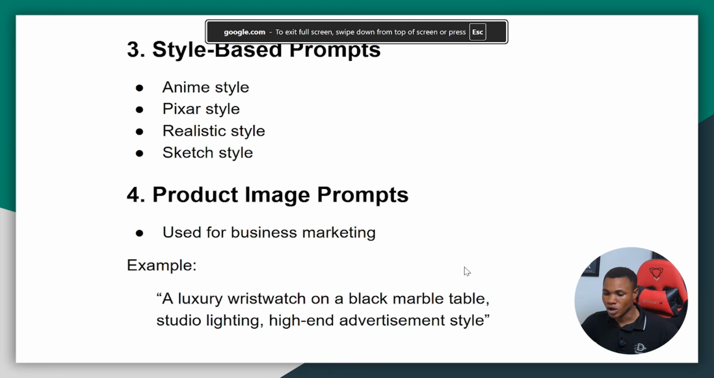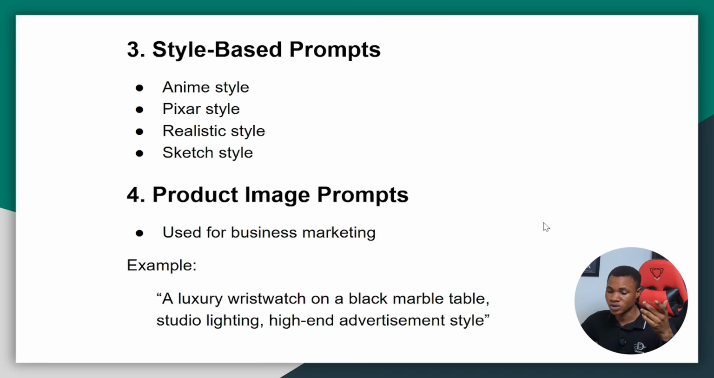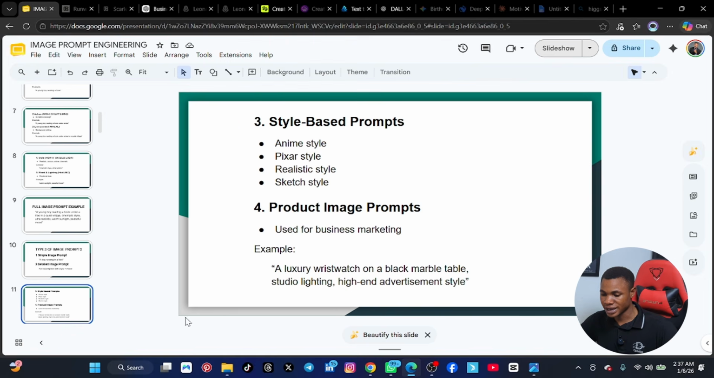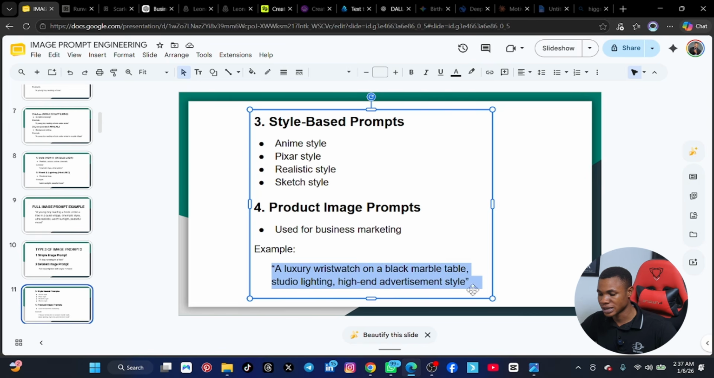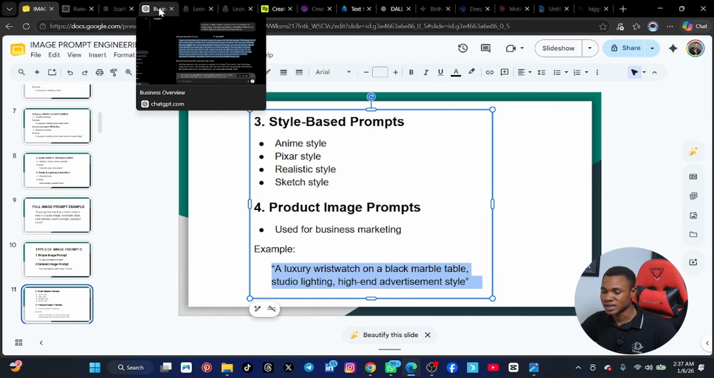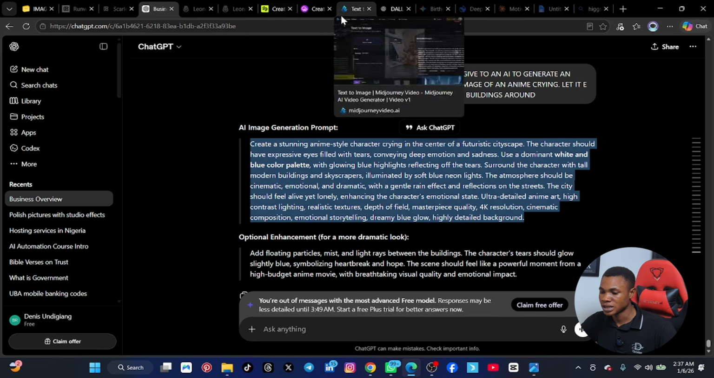We are gradually coming close to the end of this class, because I want to show you how to give AI more details. But before we get there, let's continue. So we have a product image prompt used for business marketing: a luxury wristwatch on a black marble table. Is that okay? Studio lighting, high-end advertising, and all of that. So I think I like this prompt, and we are going to practice it again as well. So I just copy it.